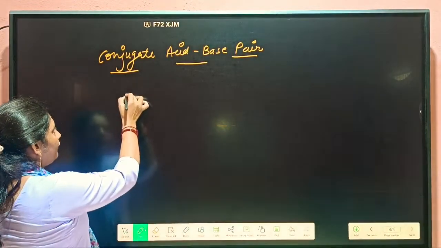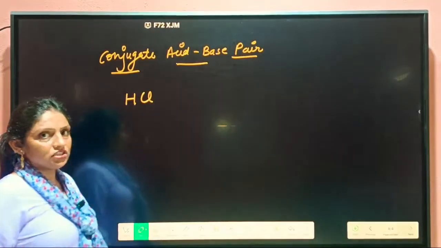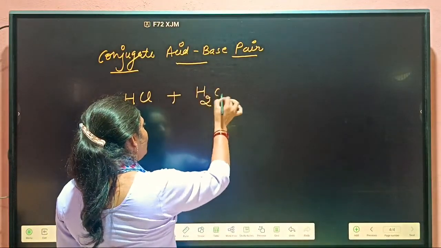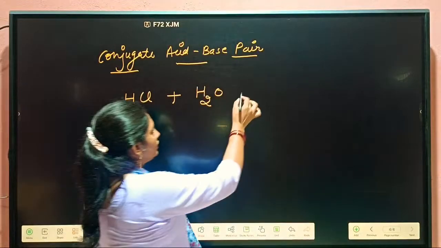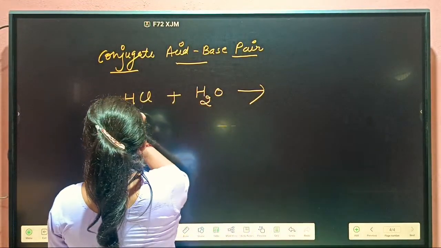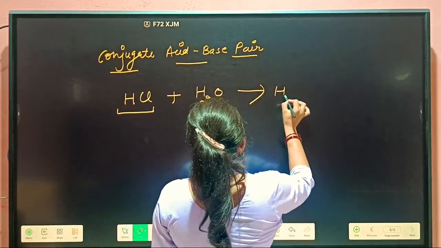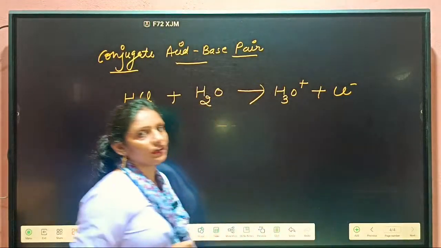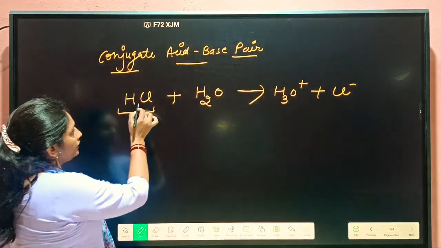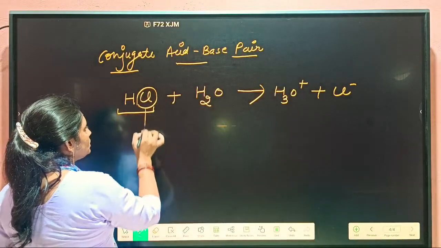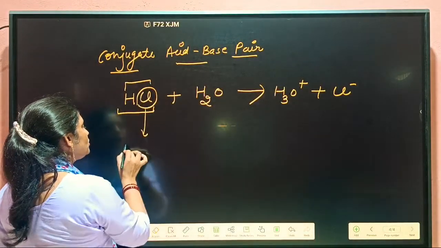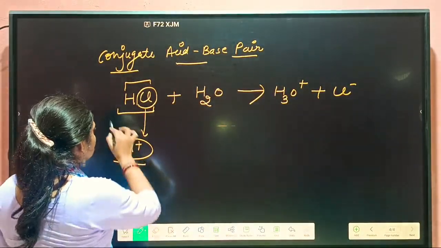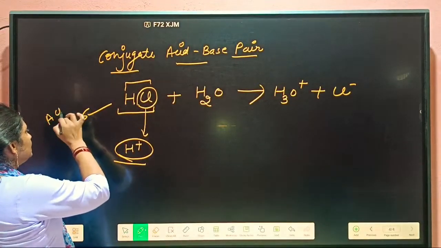Like students, if I have HCl plus water, you can see here, after decomposition, it can give us H3O positive plus Cl negative. So you can see here this one is losing H positive ions. It is donating H positive ions. Because it is donating H positive ions, it behaves as an acid.